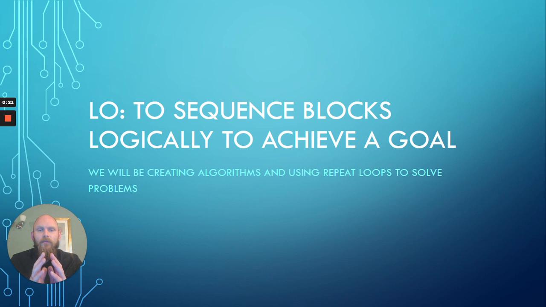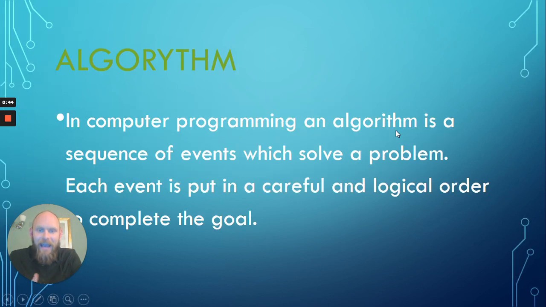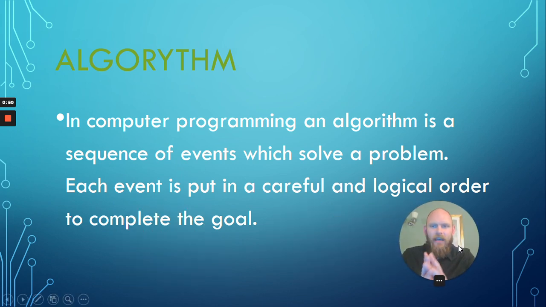Now, in coding, we have to think really carefully about the order that we ask computers to do things in, because if they do them in the wrong order, then they don't achieve their goal. They're not successful, okay? When we have different events in a particular order, this is what we call an algorithm. So let's have a think about that. It's a key word for today. In computer programming, an algorithm is a sequence of events which solve a problem.